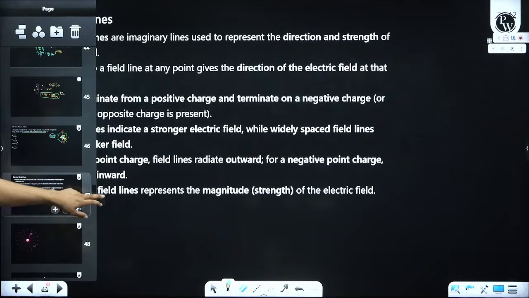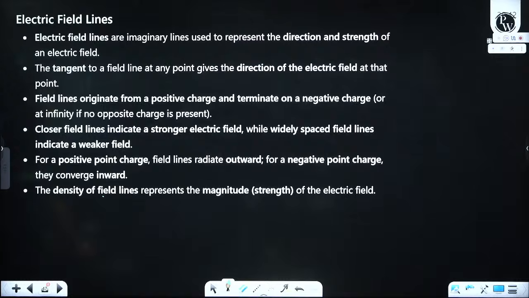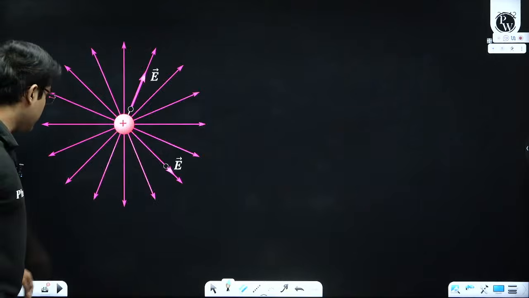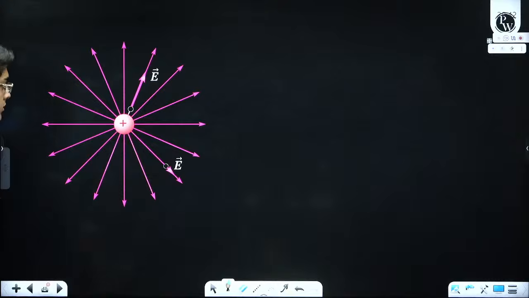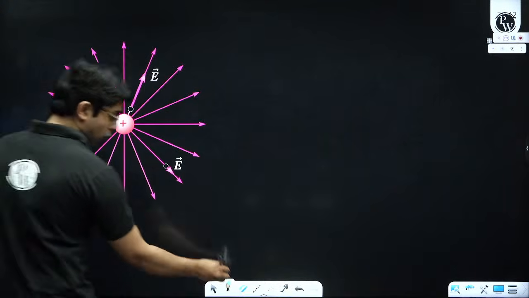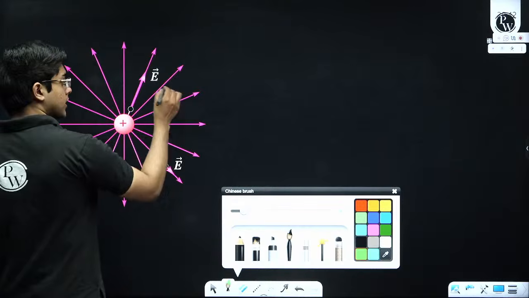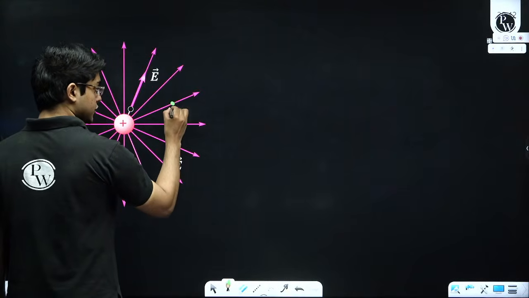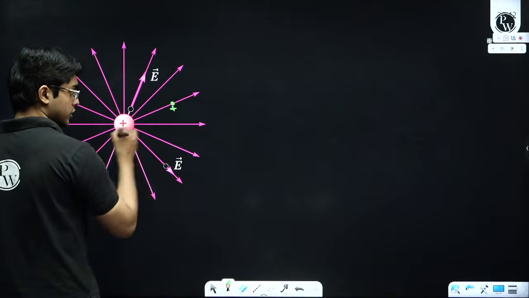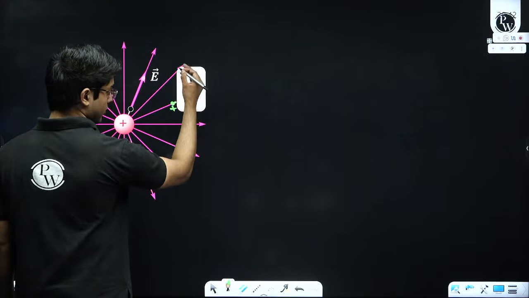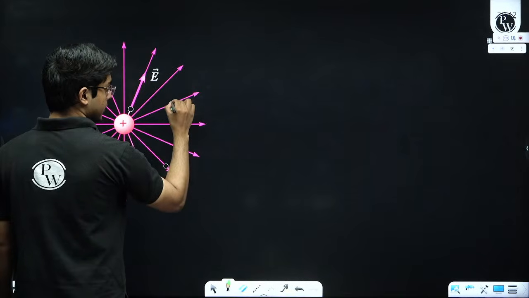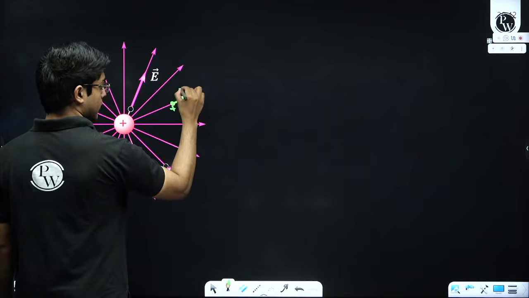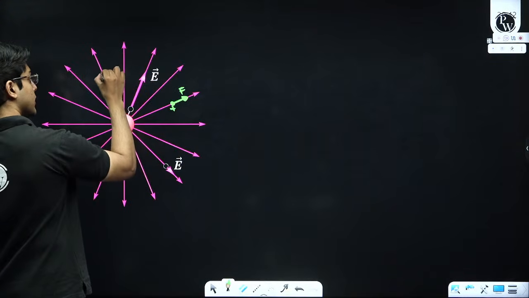Then we have some properties of electric field lines. The first thing is the field line is supposed to represent the direction and strength of an electric field. So basically, if you have an electric field line pattern like this given to you, what this line means is, if you place a small positive charge here, it will experience a force in this direction. Similarly, if you place the charge here, it will experience the force in this direction.